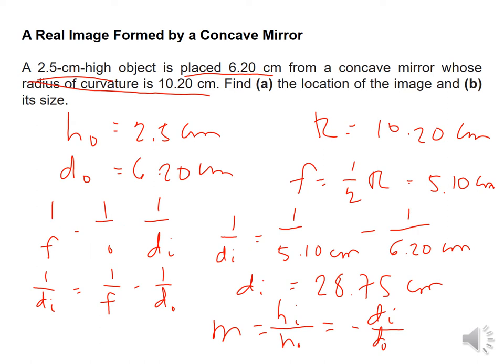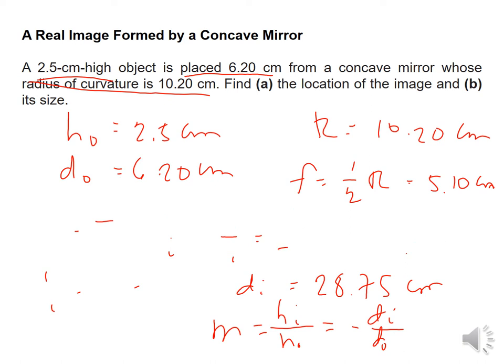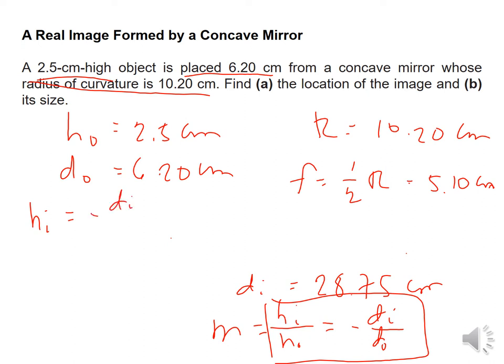I'll be erasing this equation first so that I have space to solve for HI. Again, using the formula for magnification, we're going to use this equation. From that one, we need to solve for HI. HI is equal to negative DI over DO multiplied by HO, or height of the object.